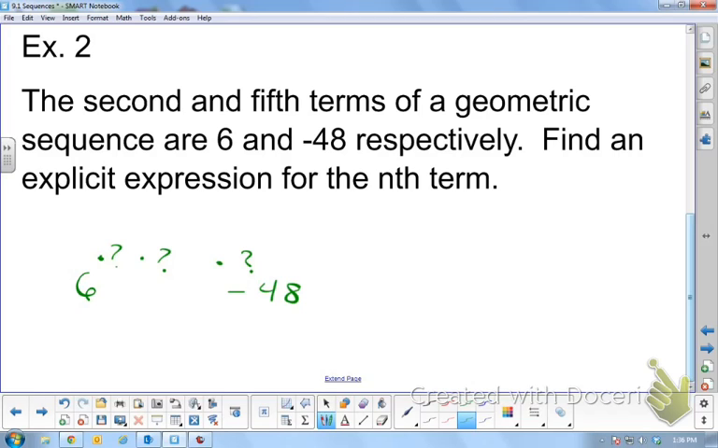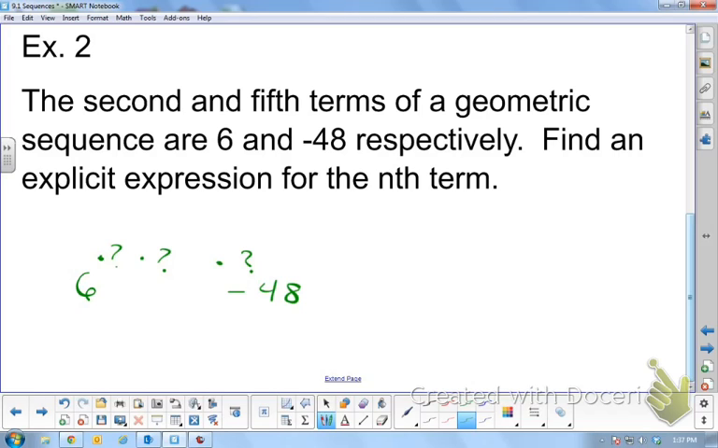But we could try and guess and check. 6 times 2 would be 12. Times 2 again would be 24. Times 2 again would be 48. It's close to where we want. What's the problem though? Negative. If I times by negative 2 every time, will I get to negative 48? Okay. So we can guess and check.